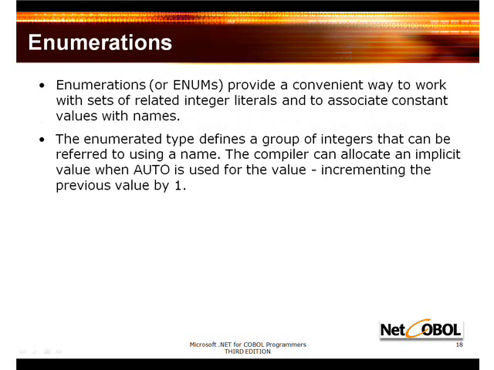Simply put, an enumeration, or enum, is a symbolic name for a set of values. Enumerations provide a convenient way to work with sets of related integer literals and to associate constant values with names. The enumerated type defines a group of integers that can be referred to using a name such as System.DayOfWeek. In this case, the days of the week are represented as numerical values corresponding to a day of the week.